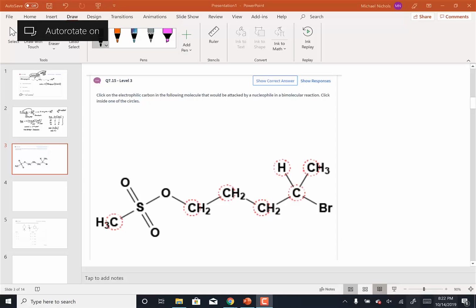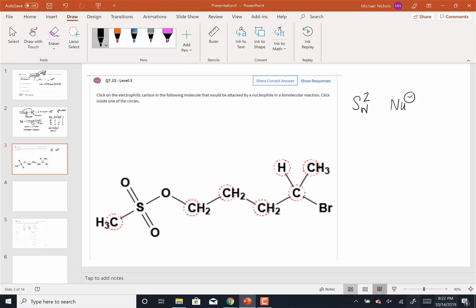Okay, this is question number 7.15 that there was a question about. It asks to click on the electrophilic carbon that would be attacked by a nucleophile in a bimolecular reaction. Okay, so that means that we're talking about an SN2 mechanism here, and I just have some generic nucleophile that's going to attack one of these carbons.